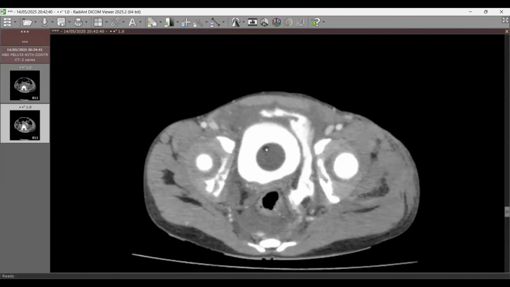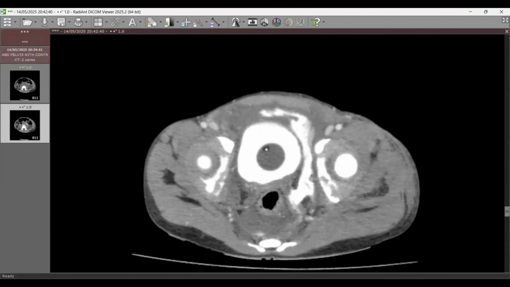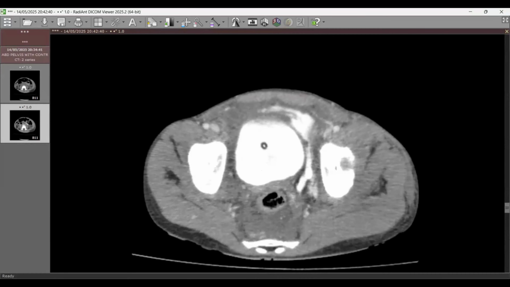Here I can see that there is a comminuted fracture involving the anterior pillar of the right acetabulum.